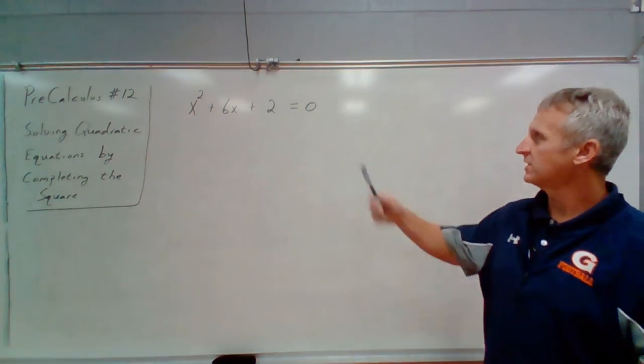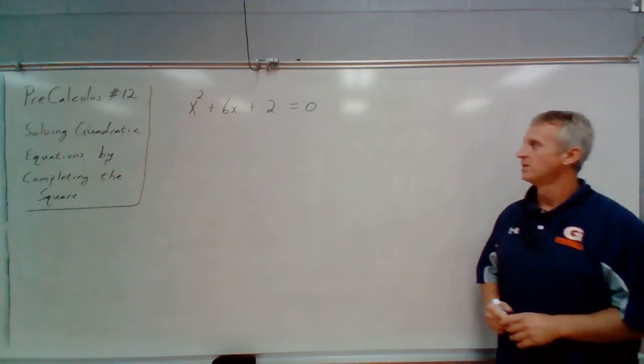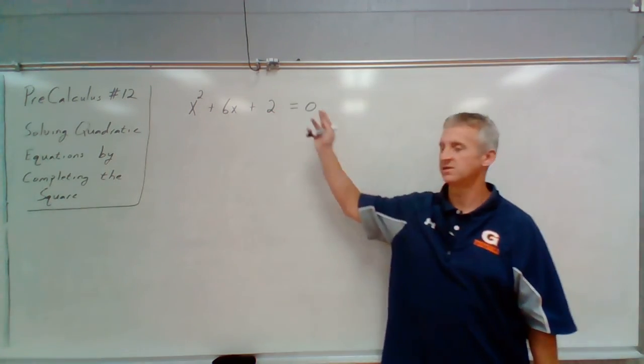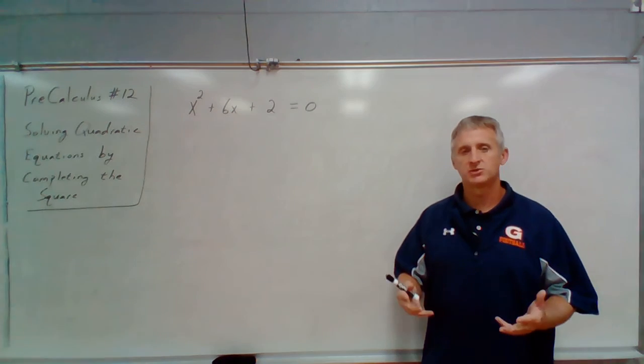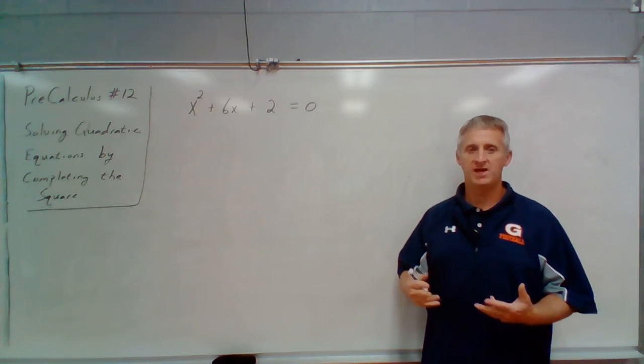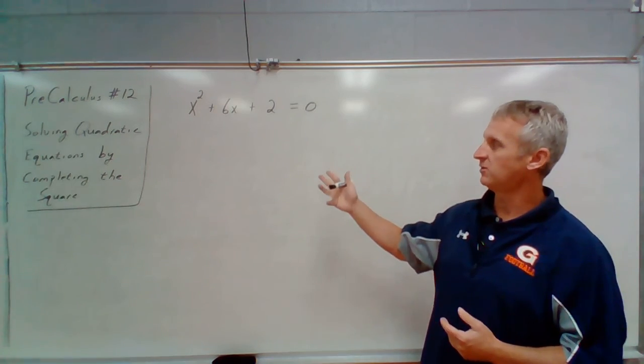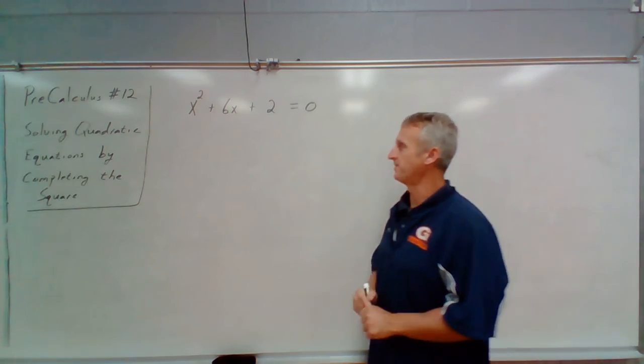All right, so let's try to solve this quadratic equation. So it's in the standard form, ax squared plus bx plus c is equal to 0. So we could try to factor it. The problem is we can't get this factor. So today we're going to talk about solving quadratic equations by completing the square.